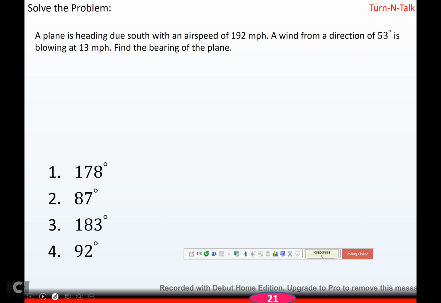Alrighty, so you try this one, hit pause, come back when you're ready, and hopefully you got 183 degrees.